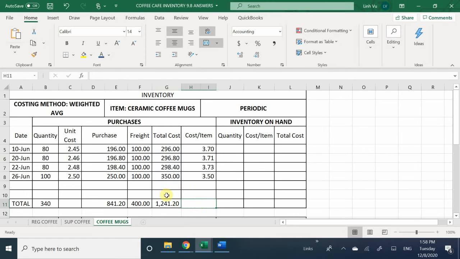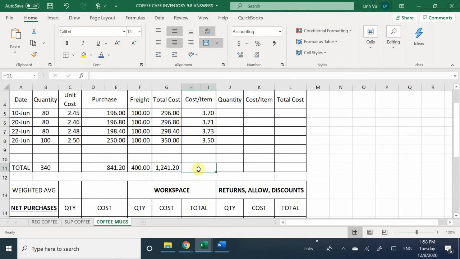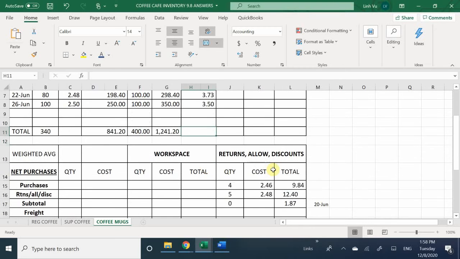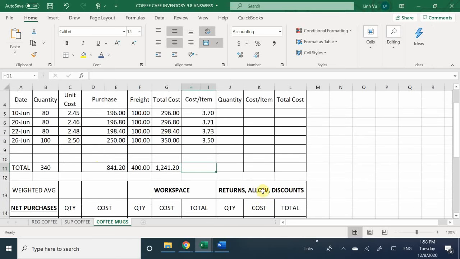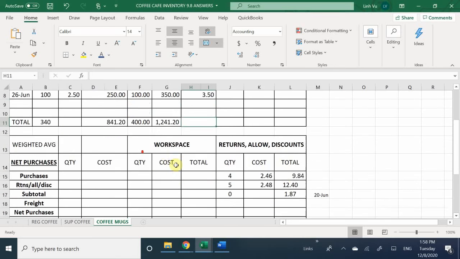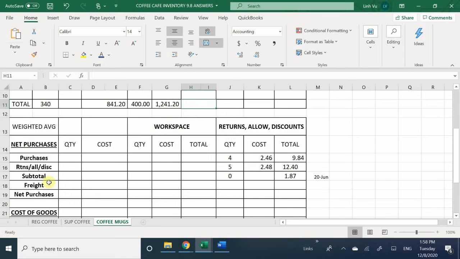Weighted average. Good. Like I said earlier, it is not necessary to complete this part, but we did it for practice purposes only. So we actually are not going to be using any of these numbers. You can calculate the average now, but we also have to assume that we don't have all of our batches available. We have some returns and allowances. So our new average cost per item will change.